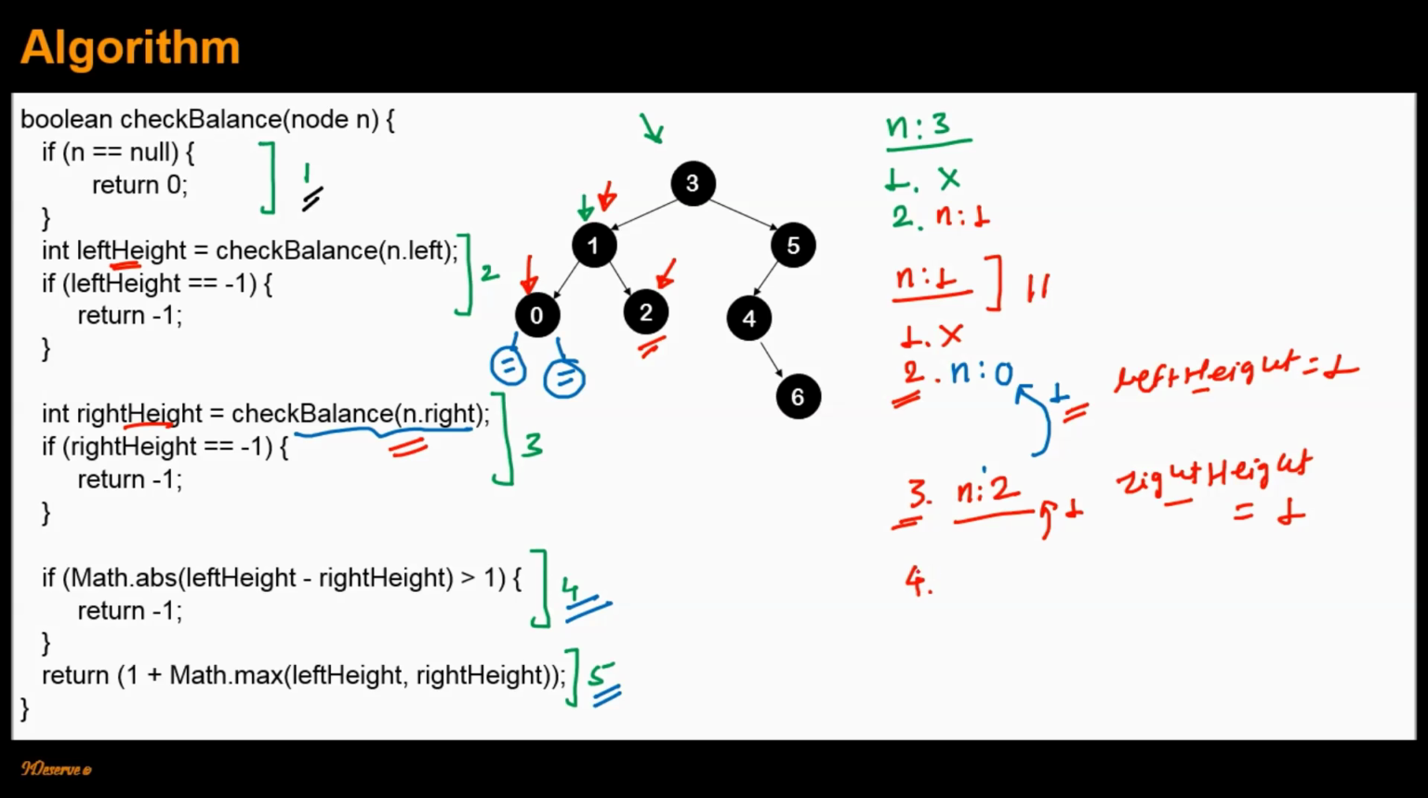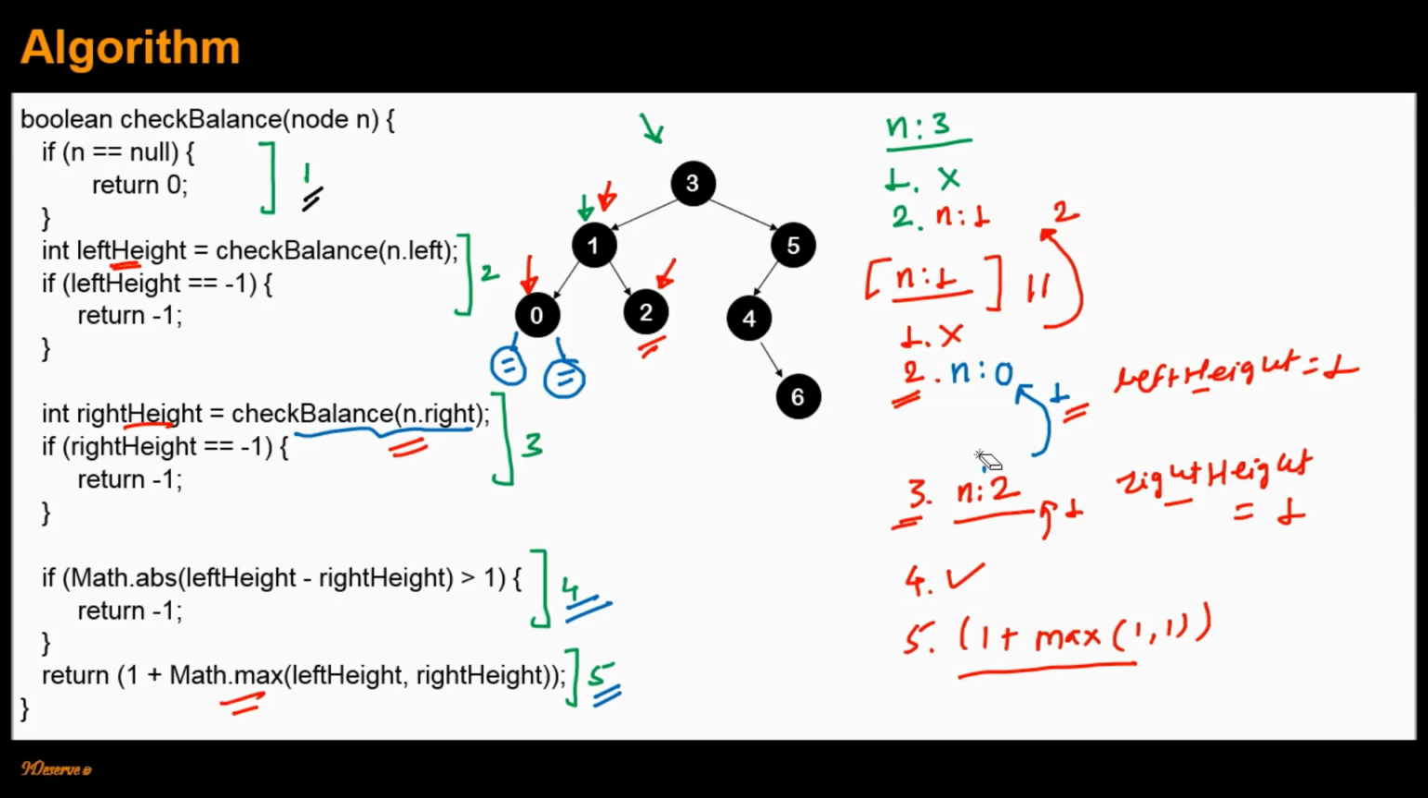Now in step number 4, we check the difference of left height and right height. The difference is 0, which is not greater than 1. Therefore, the control drops to step number 5. In step number 4, we have concluded that the tree rooted at node 1 is height balanced. In step number 5, we return 1 plus maximum of left height and right height, so maximum of 1, 1. This is basically the height of tree rooted at node 1. So overall, from the call sequence where current node is node 1, we are returning 1 plus 1, that is 2, right?